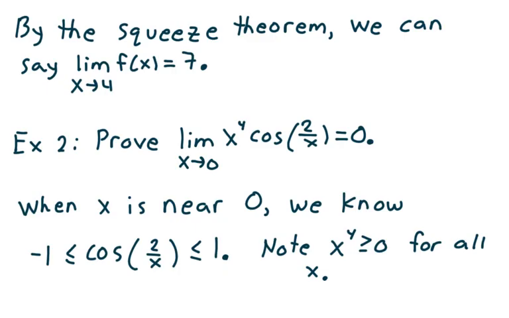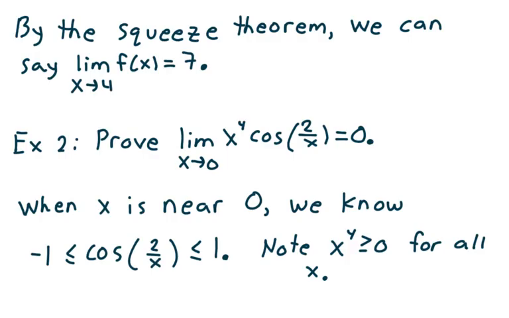So by the squeeze theorem, we can say that the limit as x goes to 4 of f of x is equal to 7. Example 2. We're going to show that the limit as x approaches 0 of x to the 4th cosine of 2 over x is equal to 0.